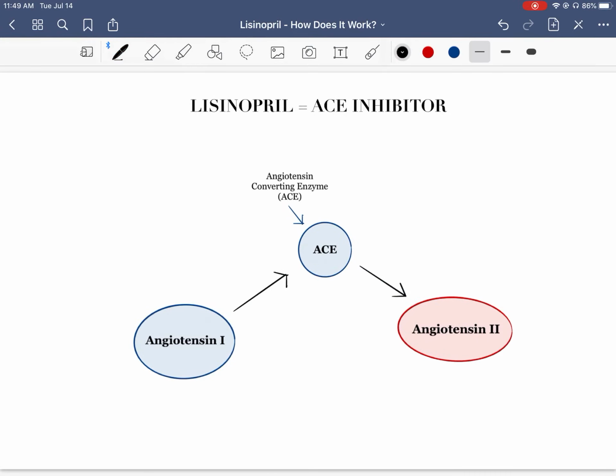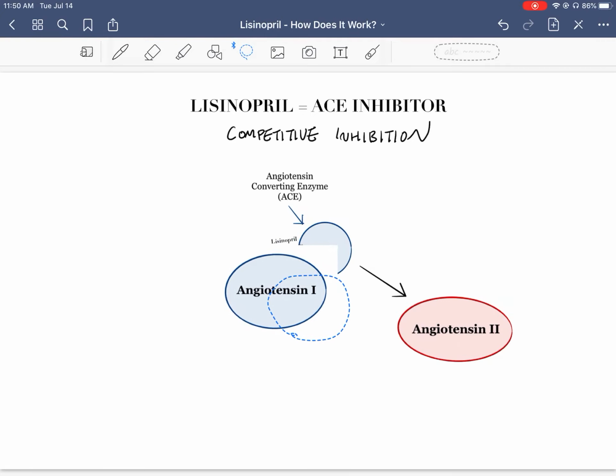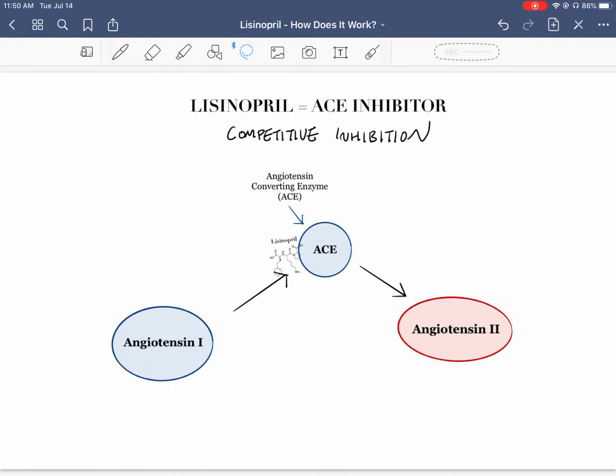Lisinopril disrupts this reaction with competitive inhibition. What this means is that lisinopril also fits into the same active site of ACE that angiotensin 1 fits into. By occupying the active site of ACE, angiotensin 1 is unable to fit into the enzyme, and thus is unable to get converted to angiotensin 2.